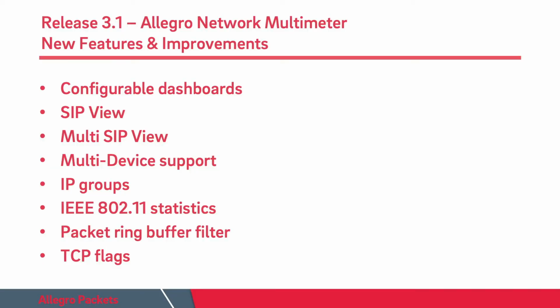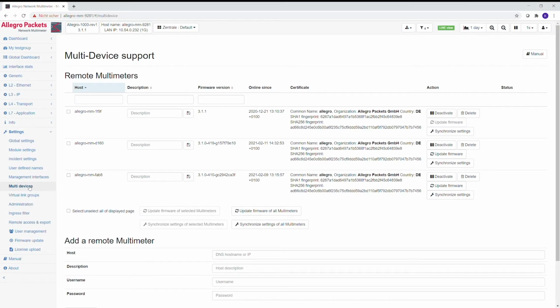The next thing we have introduced, which is very helpful again once you have multiple devices, is that you can up and download firmwares now centralized. So you have one master Allegro device and a lot of other remote multimeters, and you can configure them already with 3.0, but with 3.1 we added 2 very good things. Number 1 is you can update selected firmwares, or you can update all firmwares of the other multimeters to the current state of the master.